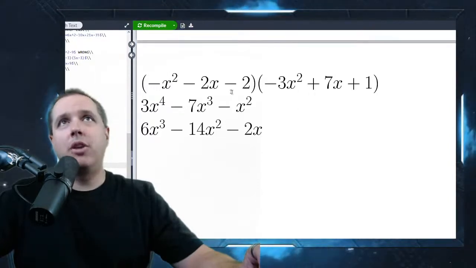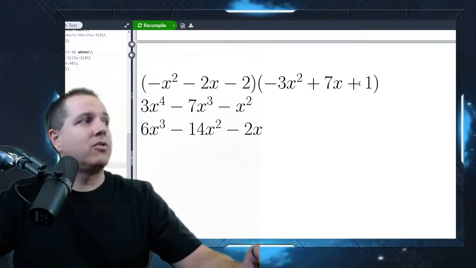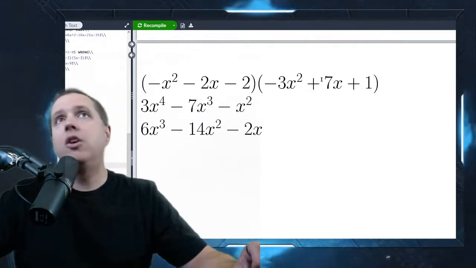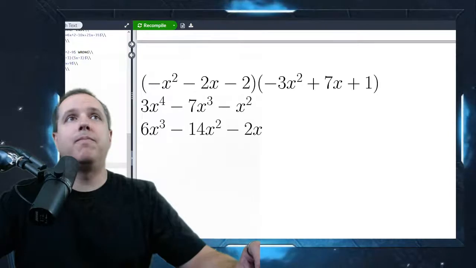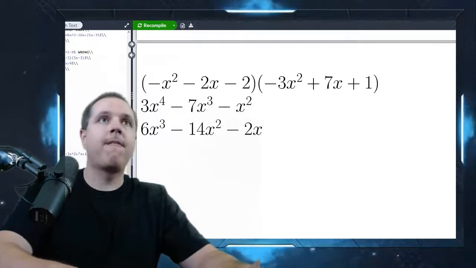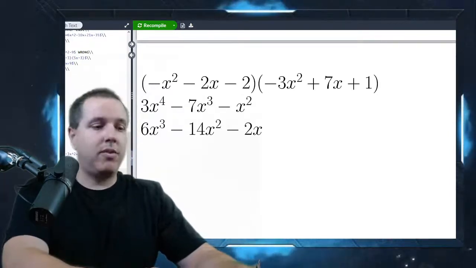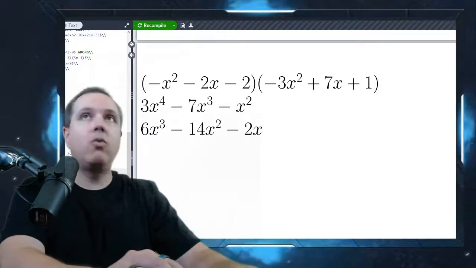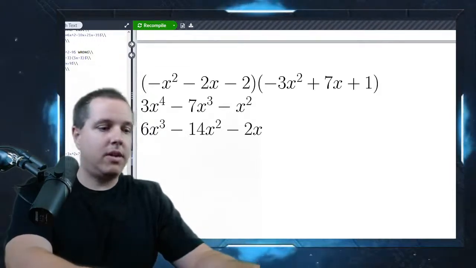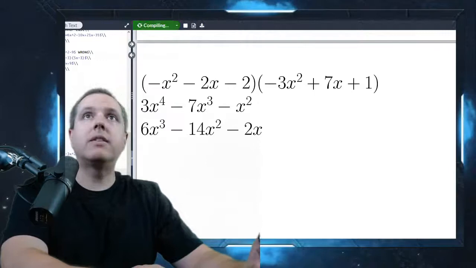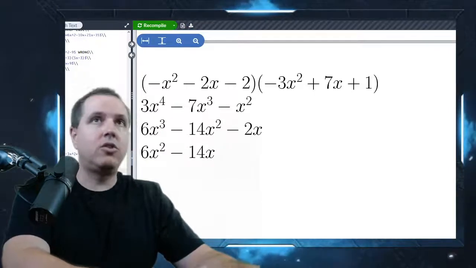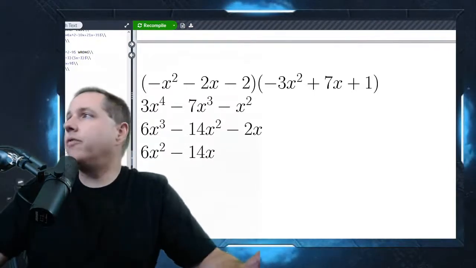Okay. Now I'm going to go through and multiply everything by the negative 2. So everything in the second polynomial will get multiplied by the negative 2. And that'll just be what? 6x squared minus 14x minus 2.